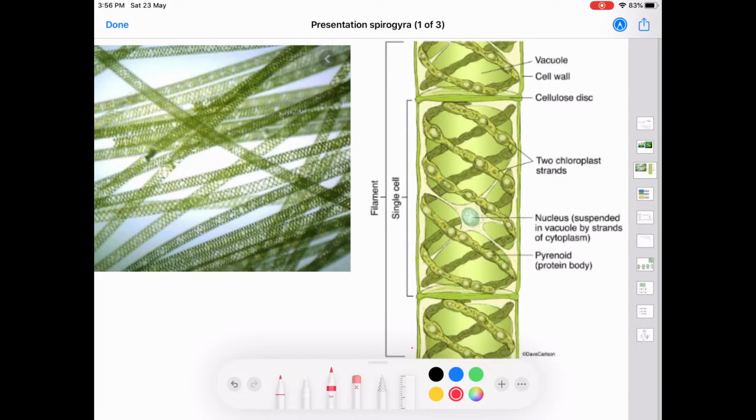The nucleus is centrally located. This is the nucleus, and the nucleus is seen suspended with the help of cytoplasmic strands. These are the cytoplasmic strands.